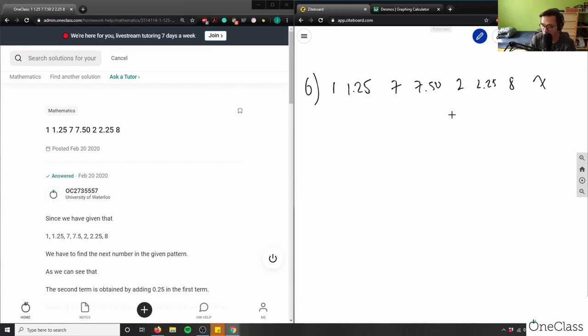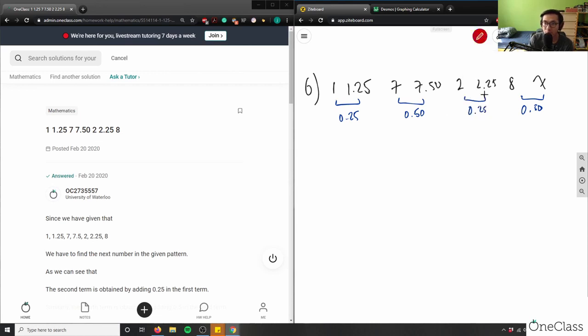All right, so let's look at this here. So we have 1, 1.25. So let me take these two numbers. The difference between 1 and 1.25 is 0.25, right? That's fine. And then I have here 7 and 7.50. I'm looking at these two. This is a difference of 0.50. This here is a difference of 0.25. Which means therefore this difference here would be a difference of 0.50, right? It's the next logical pattern here, right?